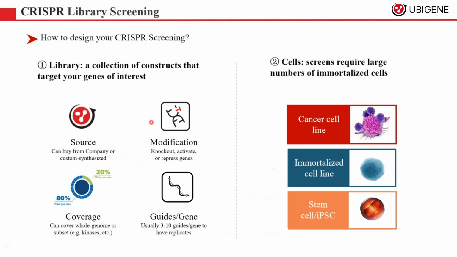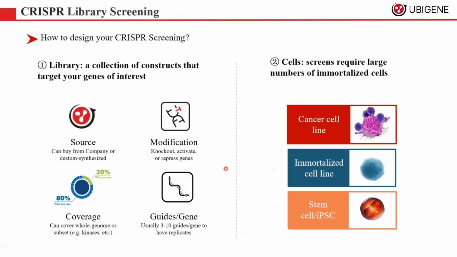And second, what's the goal of the experiment? Are we looking at a knockout, an activation, or an inhibition library? And third, what's the coverage of the library? Is it a whole genome library or a sub-library targeting specific genes or pathways? And importantly, is the library targeting human cells, mouse cells, or something else? And it is also crucial to figure out how many guide RNAs we are going to design for each gene. Typically, we recommend around 3 to 10 guide RNAs per gene for effective targeting.